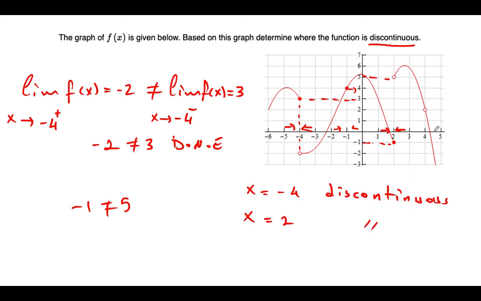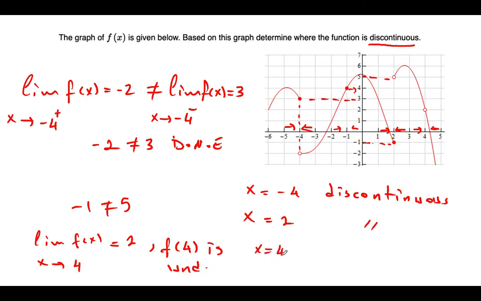And similarly here, when x approaches 4 from the right and left, the limit of f(x) as x approaches 4 exists, which is equal to 2, but f(4) is undefined. So since f(4) is undefined, the function at x = 4 is discontinuous. At all the other points, our function is continuous.